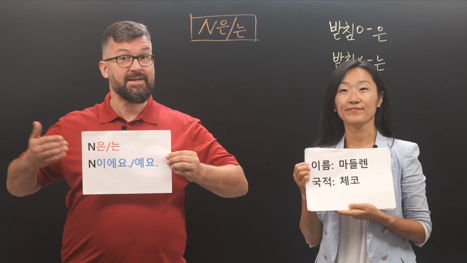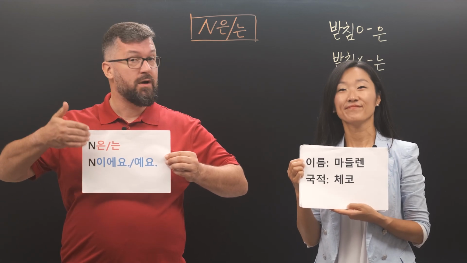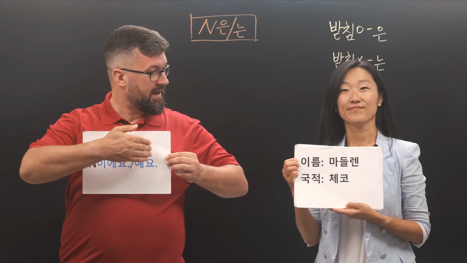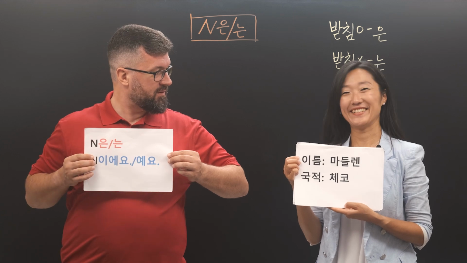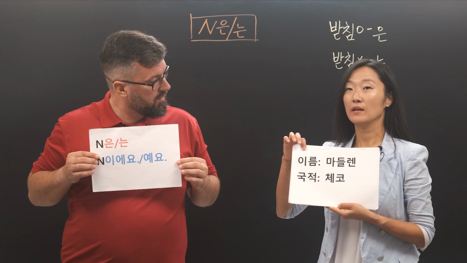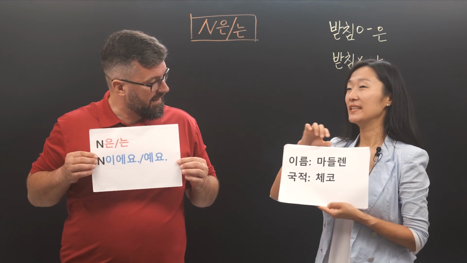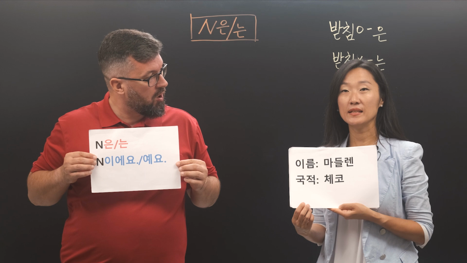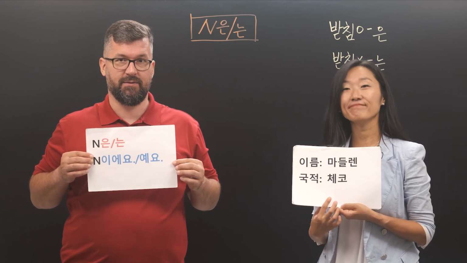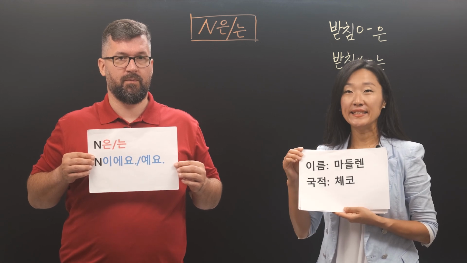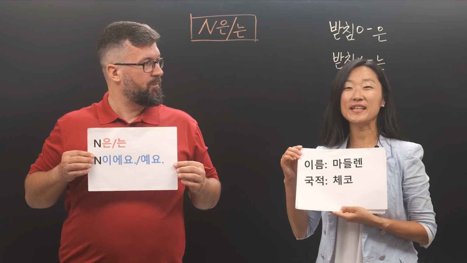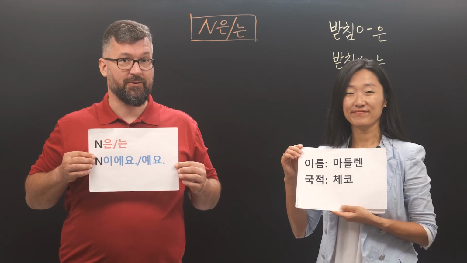Waiter. Let's make sentences with this sentence structure. Noun, 는, noun, 예요. Meaning the noun is the second noun. Yes. 이름 means name. First name, 마들렌. And 국적 means nationality. 체코. Czech Republic. For example, 마들렌은 체코 사람이에요. Madeleine is a person from Czech Republic.